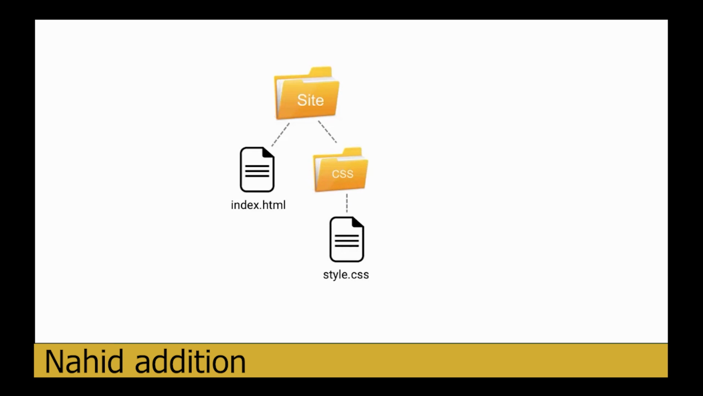Suppose we have such a structure of a website. We have the index.html file and the CSS folder with the style.css file inside of it. You already know how to connect the style.css file with the index.html file to make them work together. By the same logic, we have to create a folder called JS with the script.js file inside of it. And then we have to connect this script.js file with the index.html file. Okay, you've got the idea. Now, let's do it in practice.